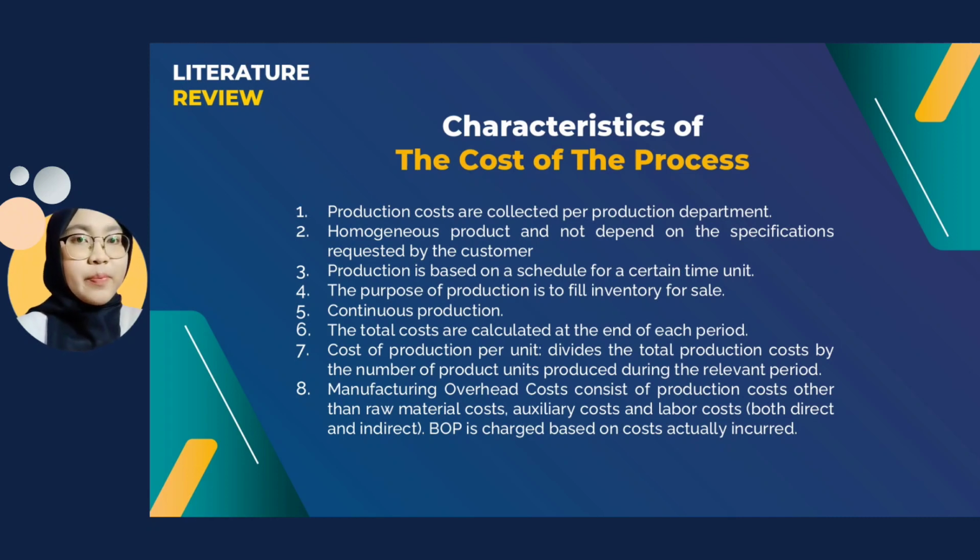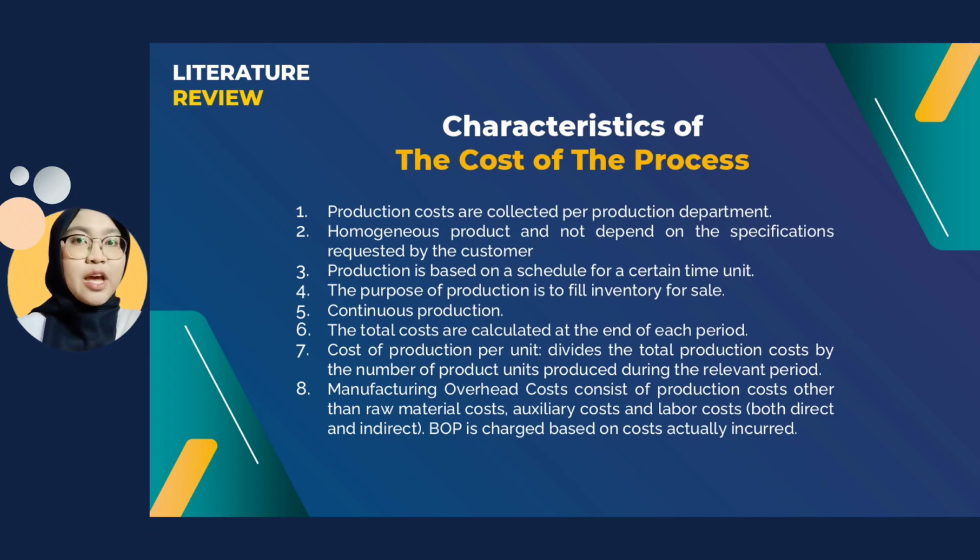Fourth, the purpose of production is to fill inventory, which is then sold. Fifth, production activities are continuous. Sixth, the total cost and unit costs are calculated at the end of each period. Seventh, calculation of production cost per unit by dividing the total production cost incurred during a certain period by the number of product units produced during the relevant period.